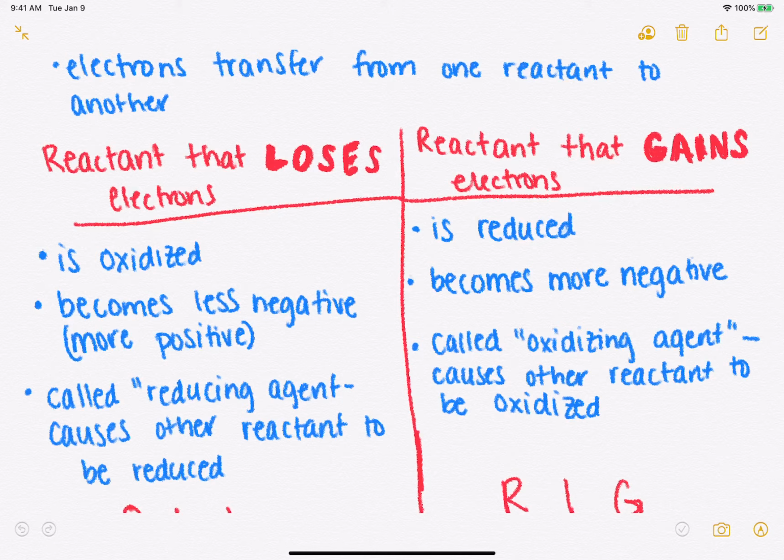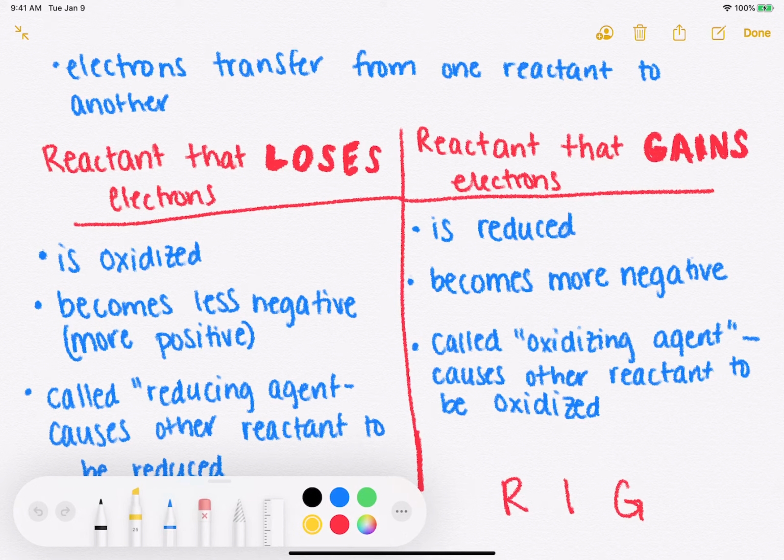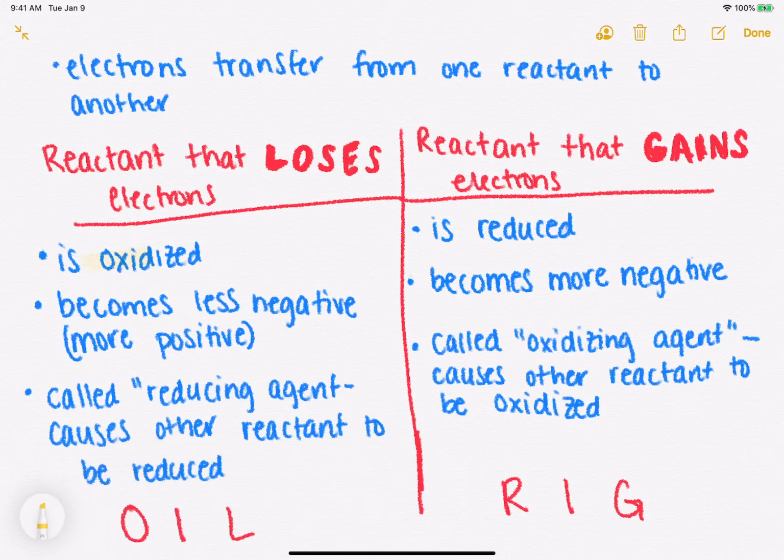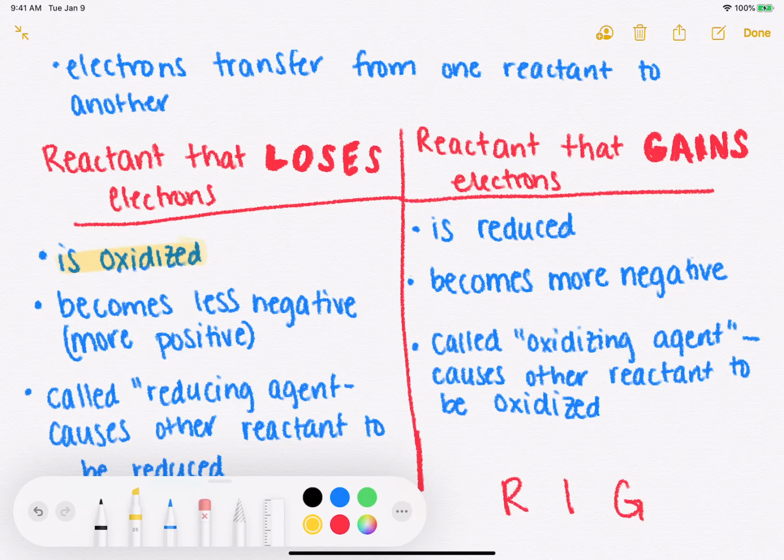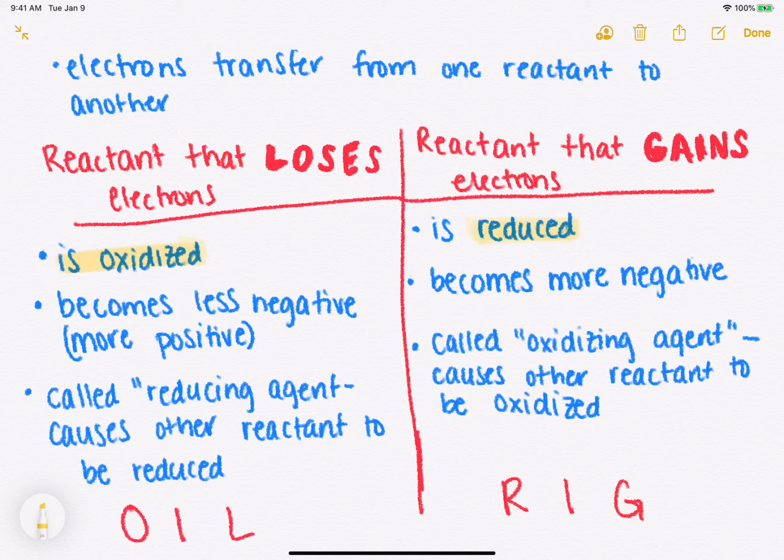When we have a reactant that loses electrons, we say that that reactant is oxidized. Those electrons that the oxidized reactant loses go over to the other reactant, causing the other reactant to gain electrons and be reduced. So one of the reactants is losing electrons, one of them is gaining electrons.